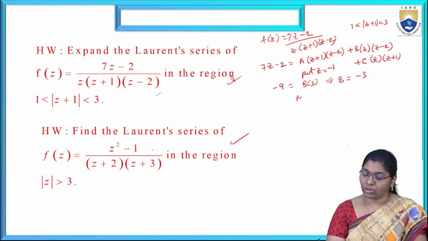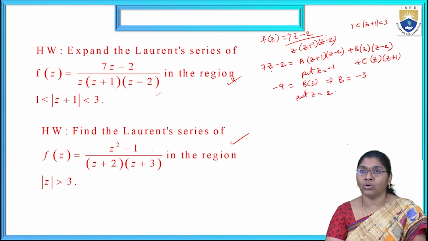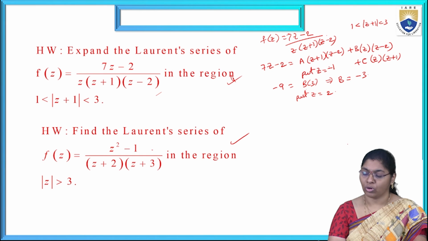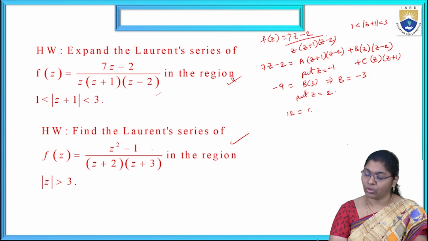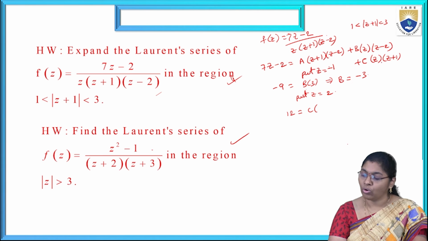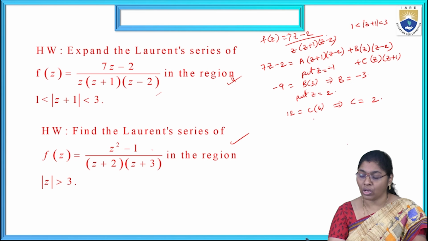Next, put z equal to 2. Now 7 into 2, 14 minus 2, 12. 12 equal to a part 0, b also 0, c into z equal to 2. 2 plus 1, 3. 2 into 3, 6. That implies c equal to 12 by 6, that equals 2. C equal to 2.